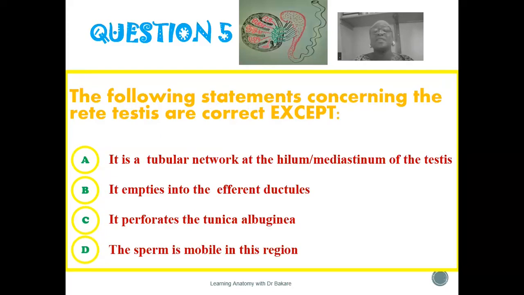The fifth question, which reads that the following statements concerning the erected testis are correct, except the fact that the sperm at this stage is mobile. The sperm that are contained within the erected testis are immobile. They assume mobility as they proceed in their journey after this region. So all the other options above here are correct about the erected testis.